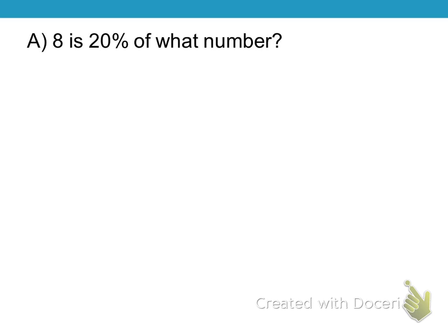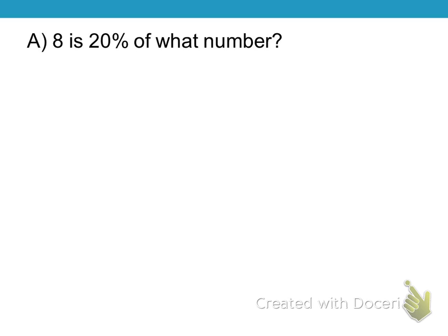Now, I am going to show you the other way first. There's really two pretty popular ways to do these types of problems, and we'll go over both. First, I want you to take this and just write an equation using the same old tricks we know. Is is your equal sign, of means multiply, change percents to decimals.